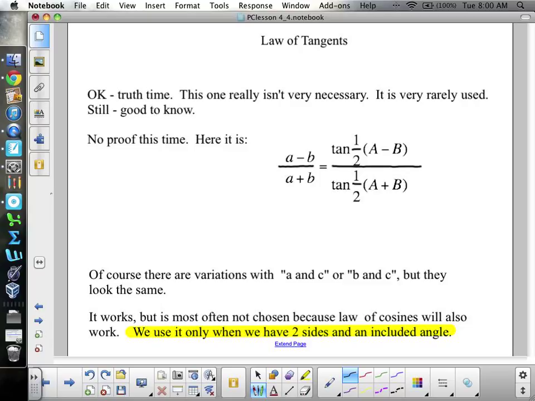It's the same formula. There's almost nothing that can be done with law of tangents that can't be done with law of sines and law of cosines. So as far as its overall usefulness goes, it's very, very small. Yet it is still one of those laws that we deal with, and the key to working with it is the idea of it being a proportion.